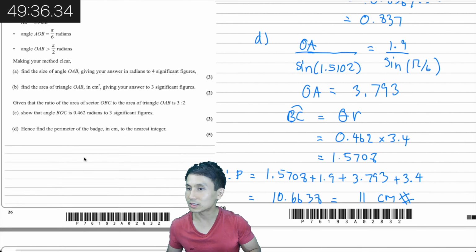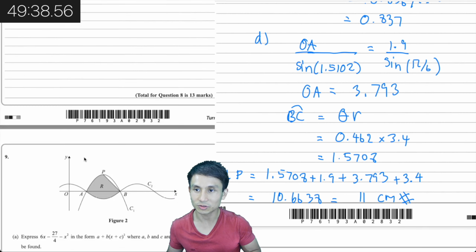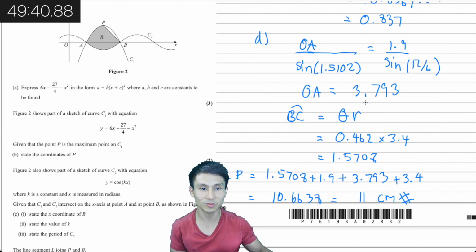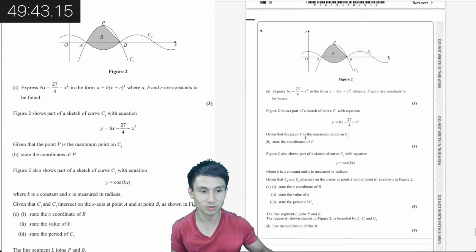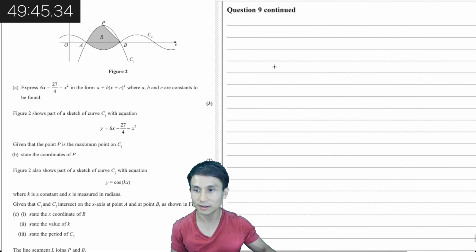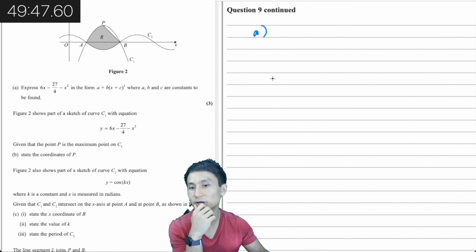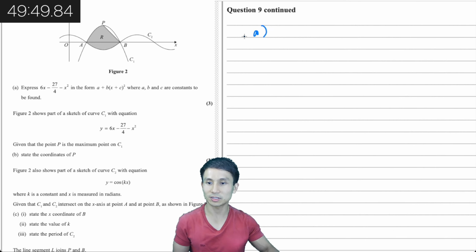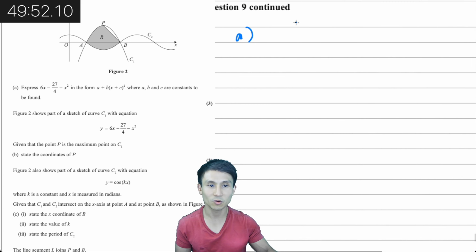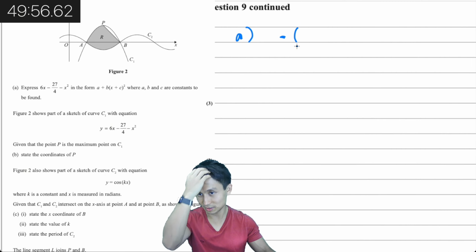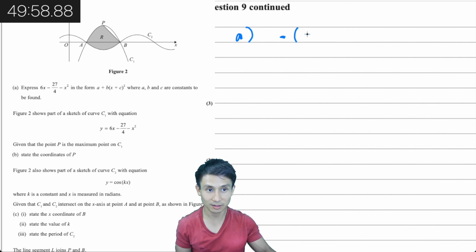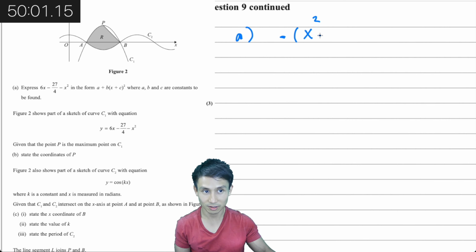We're going to go back to check this later if we have time, but I'm just going to go do question 9 now, which is probably almost the last one, hopefully. A, express that in the form of that. So this is completing the square. We just take the minus sign out. Just going to do that. And then x squared here and plus 6x here. Sorry, minus. And then minus 27/4.